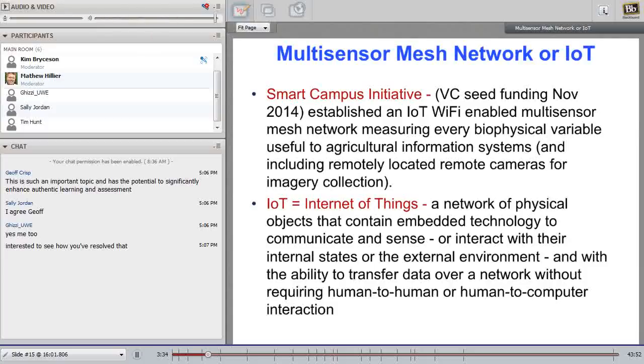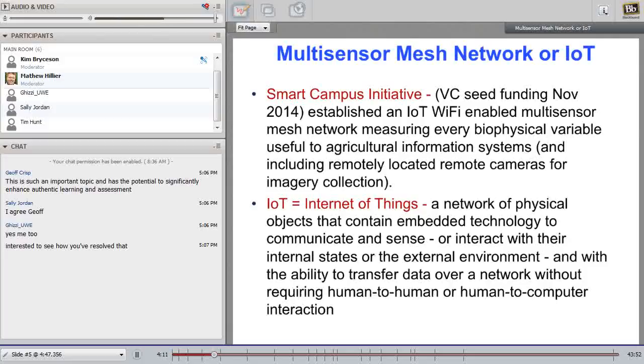Following on from that, the Internet of Things definition, which links into that whole smart campus, multi-sensor mesh network, is a network of physical objects that contain embedded technology to communicate and sense or interact with their internal states or the external environment, with the ability to transfer that data over a network without requiring human-to-human or human-to-computer interaction. The reason I've looked at this multi-sensor mesh network as an Internet of Things is because that is exactly what we're doing.